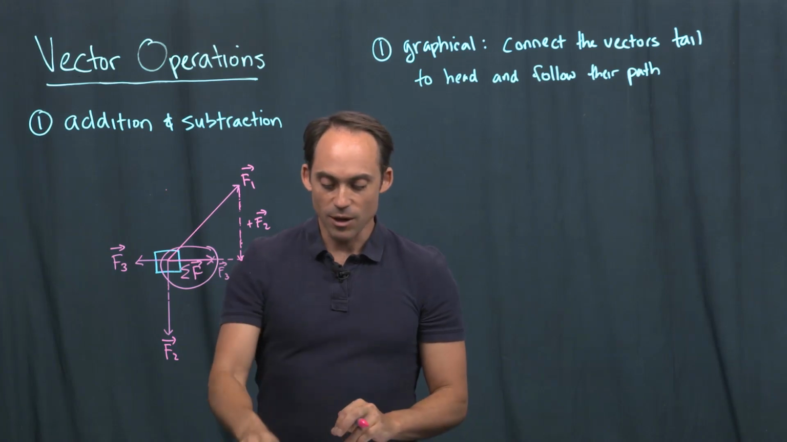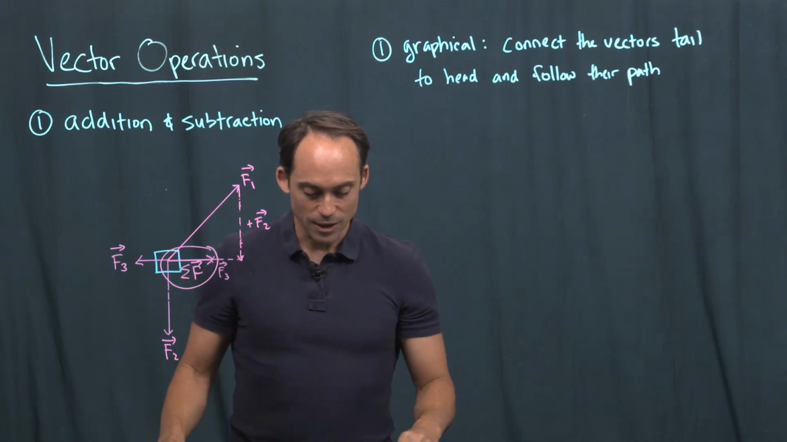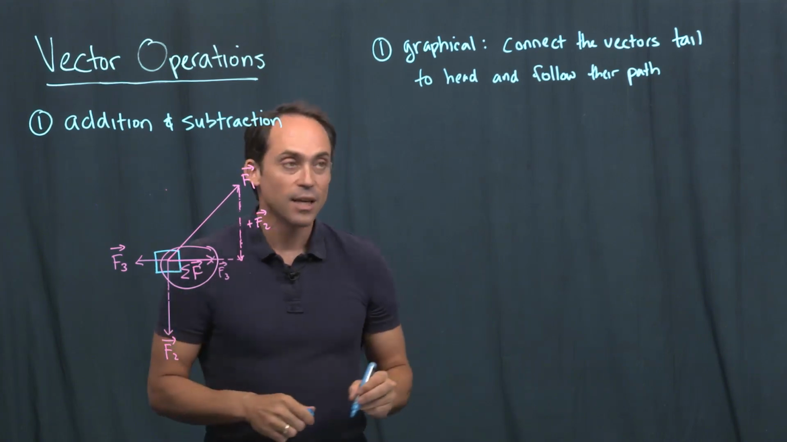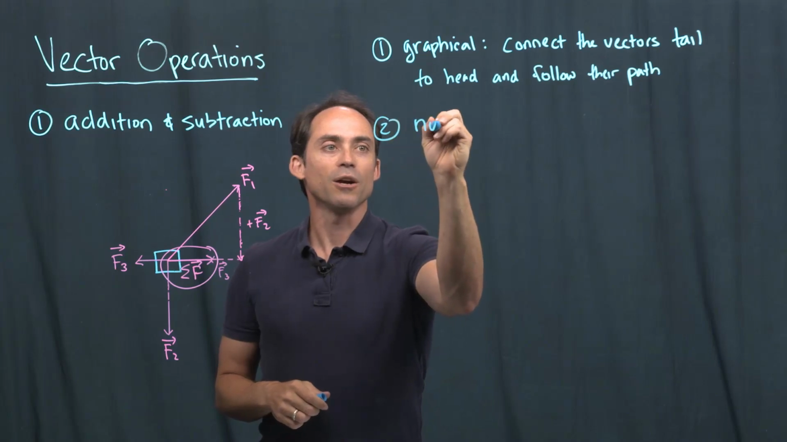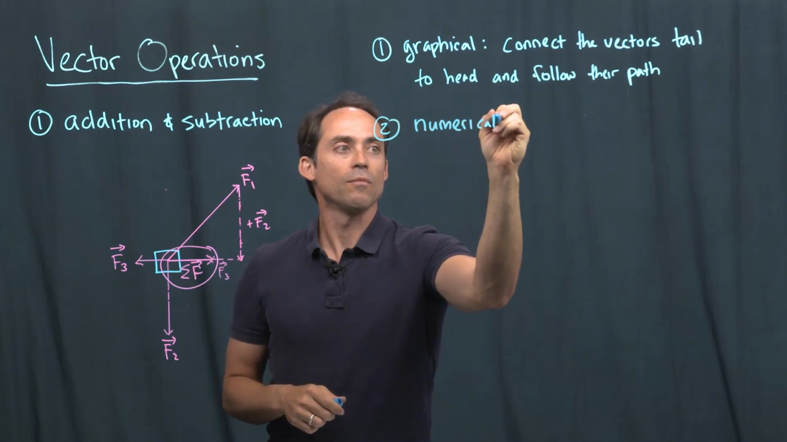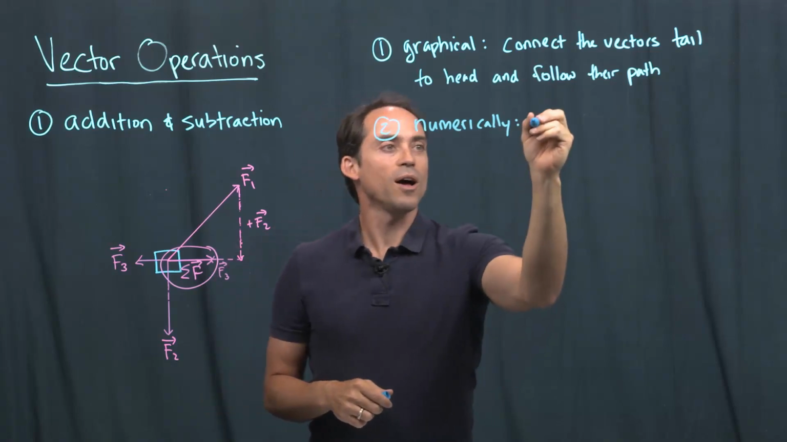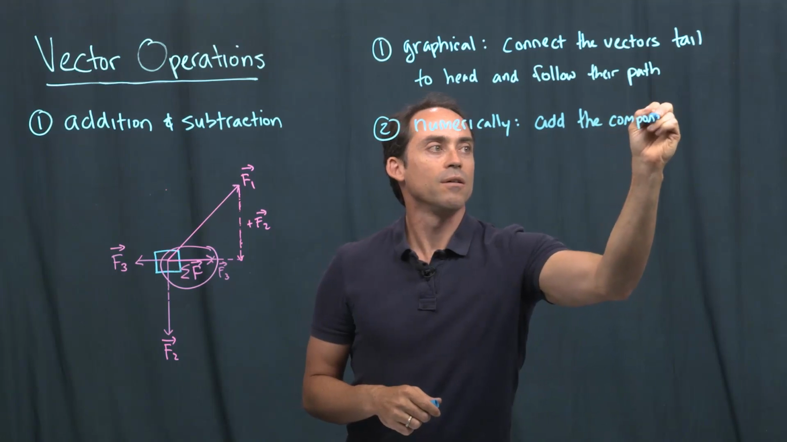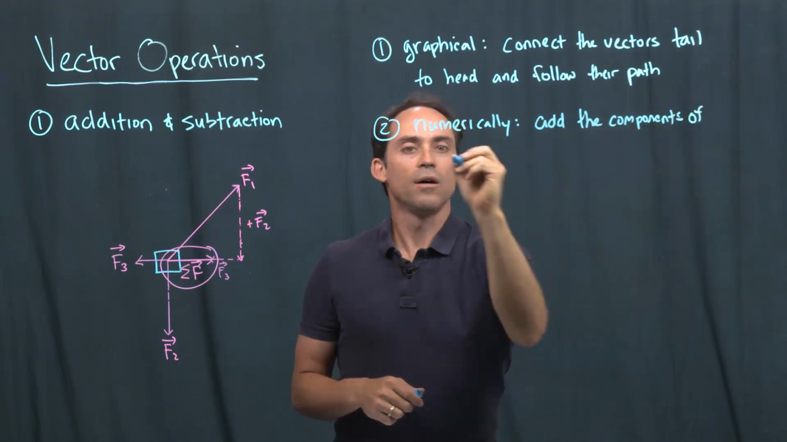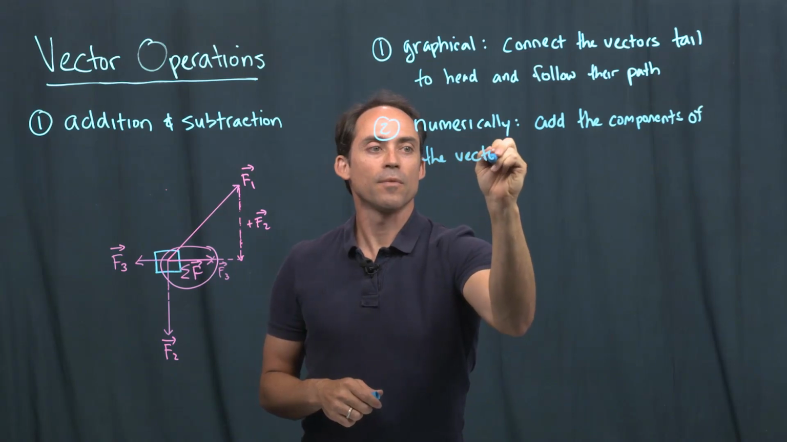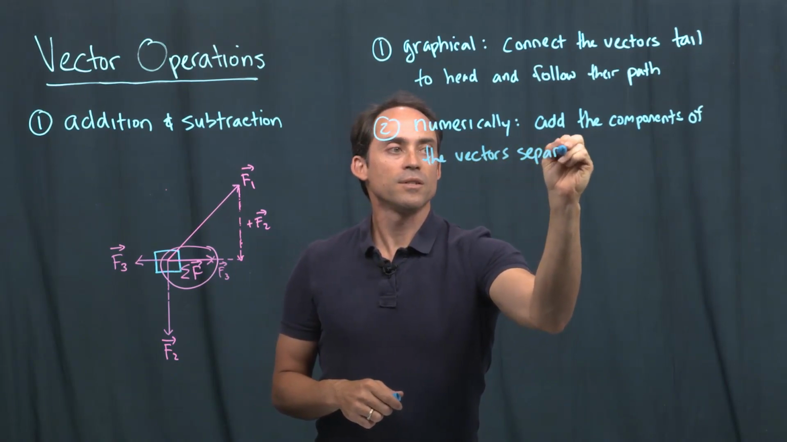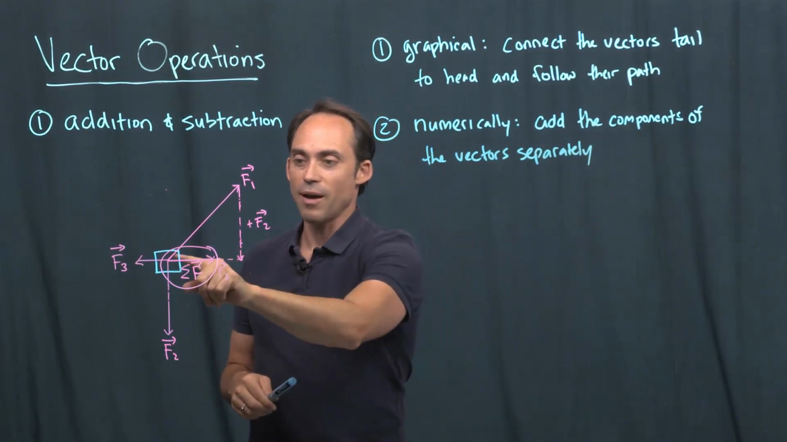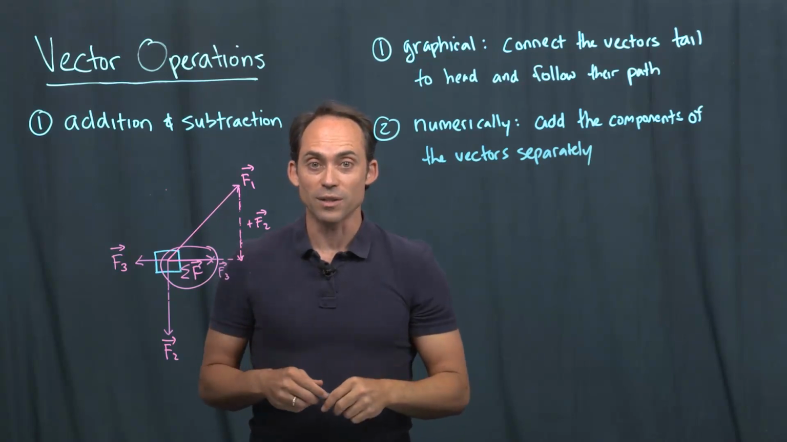All right. Now, we can also do this. This is very good if you're drawing a picture like this, but we may want to actually calculate numerically what that net vector is. And so our next step is to figure out how we do this numerically. And to do that, we're going to want to add the components of the vectors separately. Now, what do I mean by components? What I mean is the amplitude of this vector along our coordinate system axes.